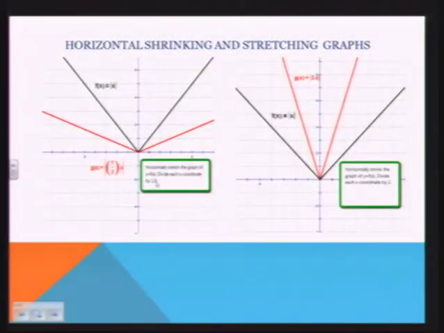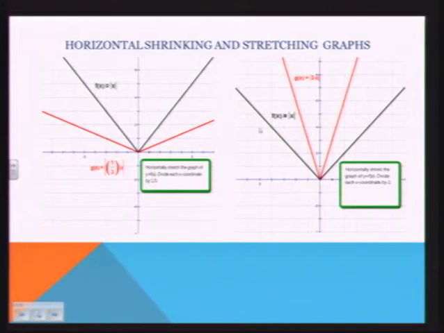In this case, your C constant is 1/3, which is actually less than 1, but greater than 0. Therefore, you would have a horizontal stretch. As a horizontal shrink, your C would have to be greater than, excuse me, greater than 1. And in this case, my constant is actually greater than 1, as you would see that g of x equals the absolute value of 3 times x, which 3 is obviously greater than 1.